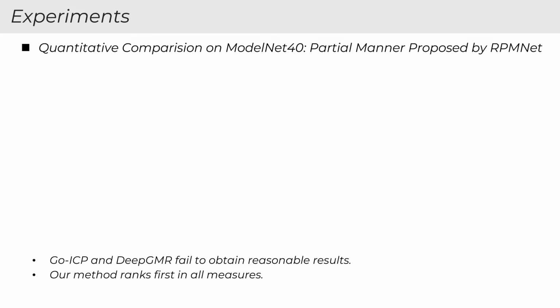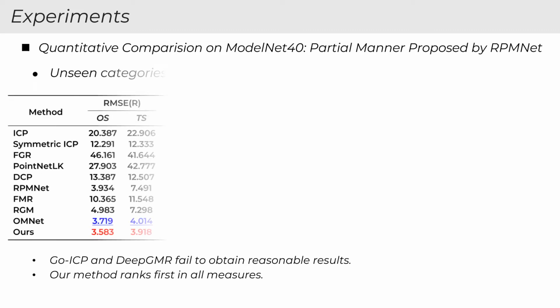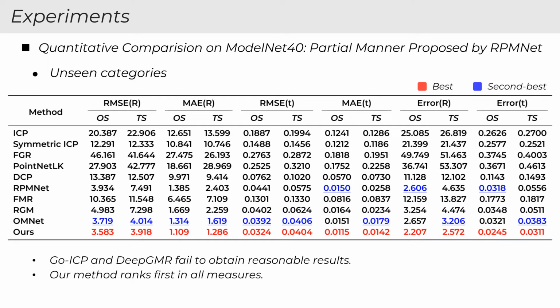Then, to evaluate the generalizability, we replace the test set with the unseen categories of the ModelNet40 dataset and repeat the first experiment. Our method still achieves the best performance in all measures.